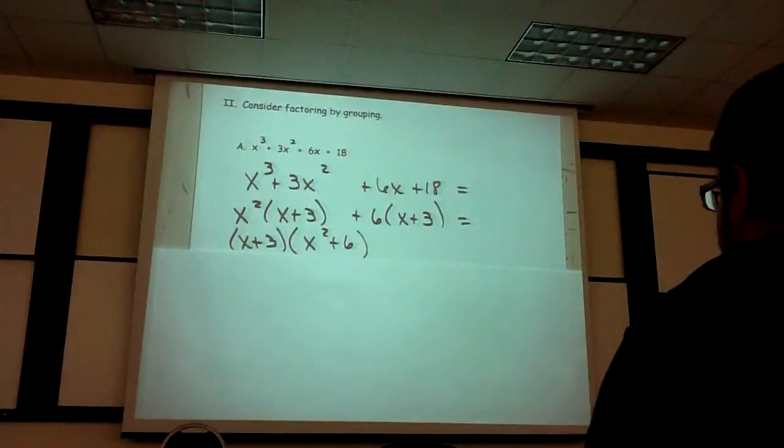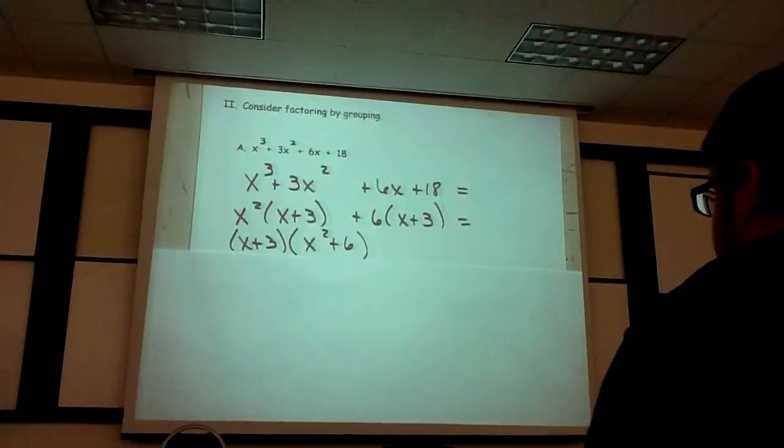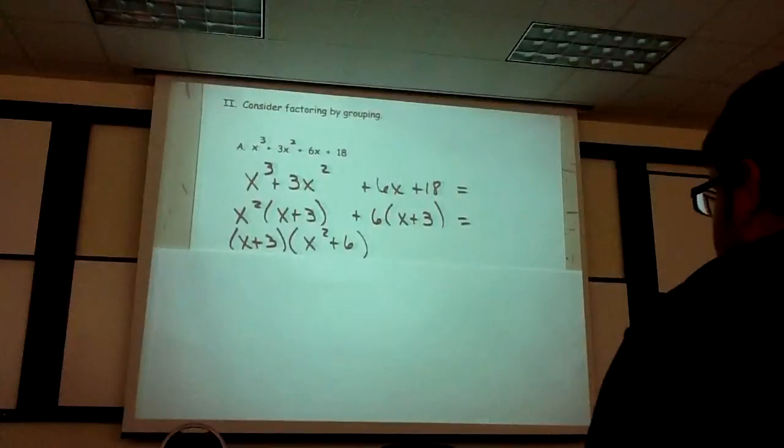So far, so good? Your strategy: group, factor out a common factor, observe if there is a common binomial, factor it out, finish. All right, next.